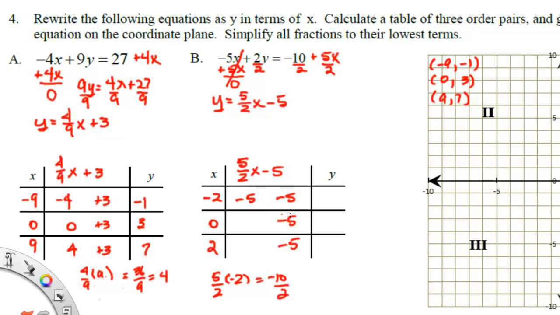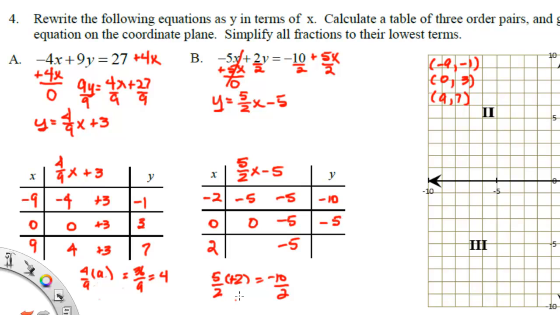Some of you messed up the number right here. Well, a negative 5 minus 5 is a negative 10. You just messed up on the ordered pair on this one. We know that's going to be 0, so 0 minus 5 is a negative 5.